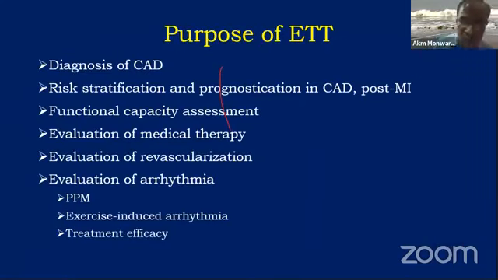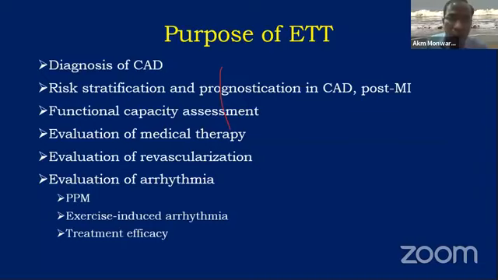What is the purpose of ETT? Or in other words, what are the indications of ETT? Certainly the most important indication is diagnosis of coronary artery disease. Another important indication is risk stratification and prognostication in a patient known to have coronary artery disease and even after post-MI. Another important application is functional capacity assessment and sometimes prescription of activity for an individual patient. Evaluation of medical therapy, whether it is enough or not. Evaluation of revascularization, whether what I have done is enough or not, can be assessed to some extent by ETT.